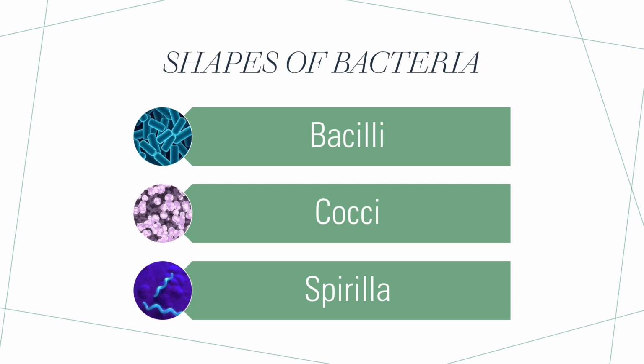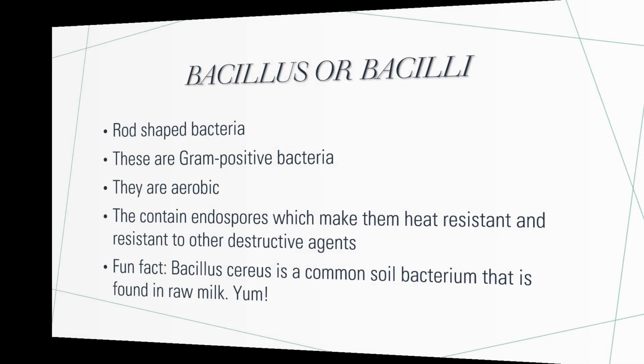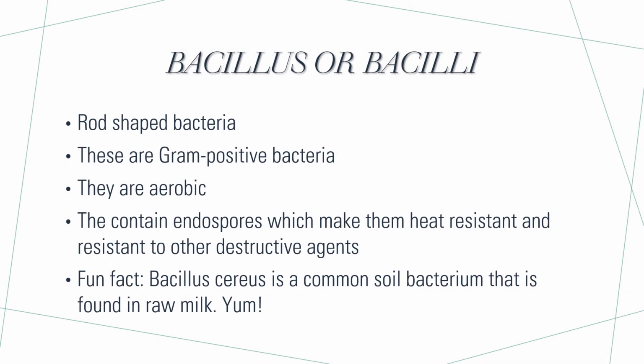So you see that bacilli is little rods, looks like tubes. Cocci is the circles, the spherical shape. And spirilla is the spiral shape, like I said, a little squiggly line. Those ones are kind of easy to remember because it's in the name. So we'll talk about bacillus or bacilli first.